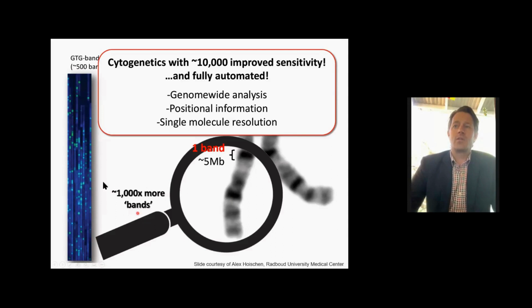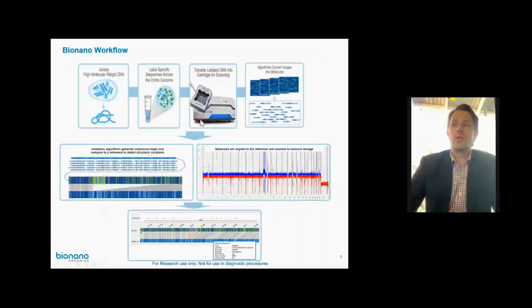However, we have about 1,000 more bands than a karyotype, and the linearization allows us to find copy number variations at about 10,000-fold higher sensitivity. So this is the Bionano workflow, which I'll briefly describe. The workflow starts with isolation of very high molecular weight DNA from samples, then labeling that DNA with an enzyme that recognizes a specific 6-base sequence motif. Then comes data collection on a Sapphire chip, which contains the nanochannel array and is done in the Sapphire instrument.